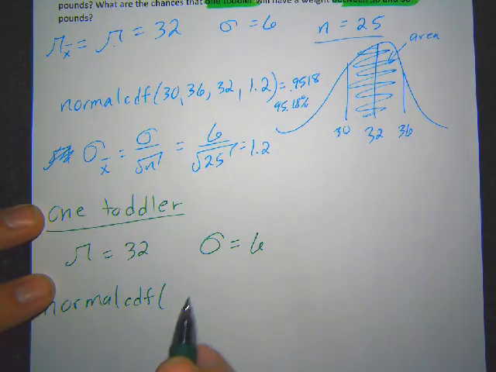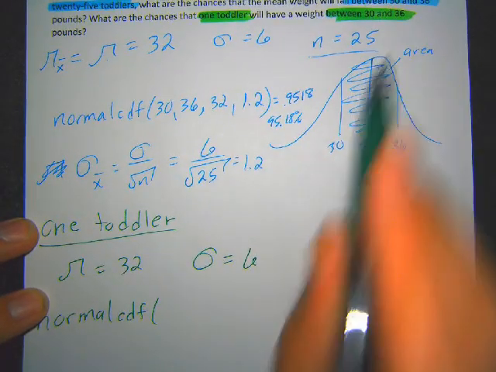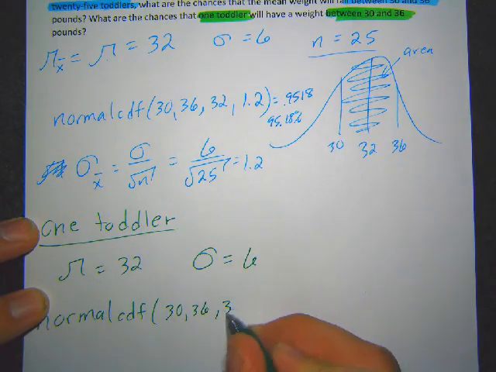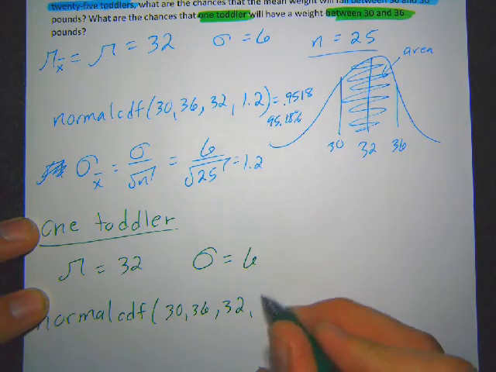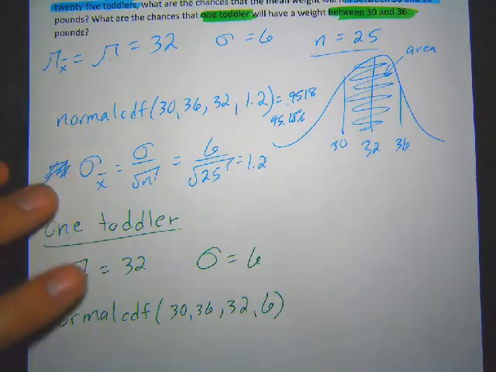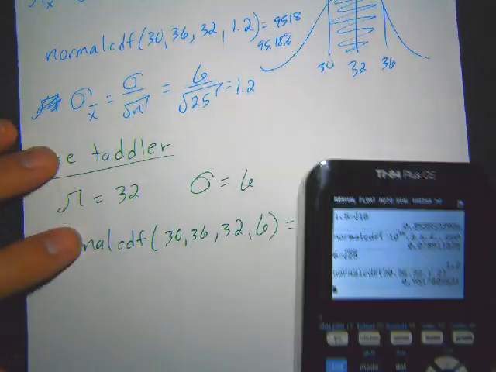The low value would still be 30, and the high value would still be 36. So 30 and 36. Mean is 32, and this time the standard deviation would be 6, because we don't have 25 people. If I divide 6 by the square root of 1, you'll notice it just stays 6. So when there's only one person, you don't change the standard deviation. And that's the big difference. Okay, let's try this one.